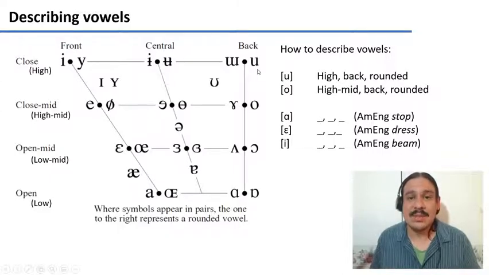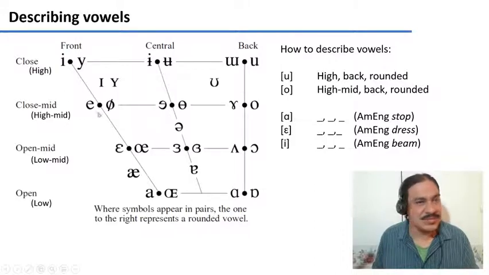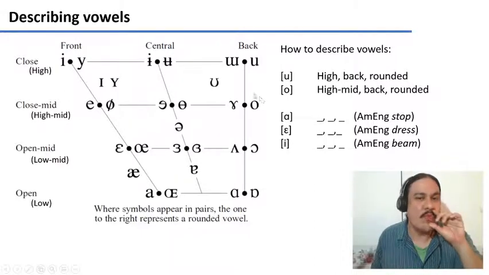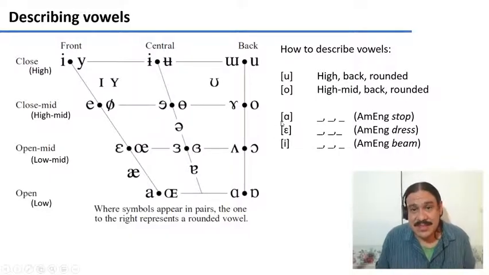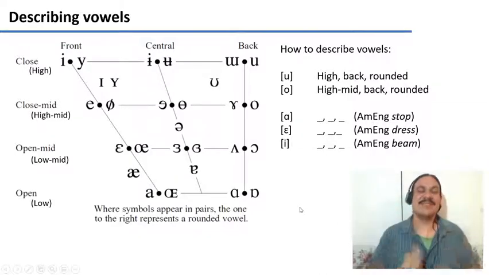For example, u is a high, back, rounded vowel. O is a high-mid, back, rounded vowel. Please take a moment to try to describe these vowels, this one, and this one, using these three coordinates. And by the way, this is the vowel that in American English corresponds to stop, this one corresponds to dress, and this one corresponds to beam. Stop, dress, beam. Please fill these out. Please stop the video.